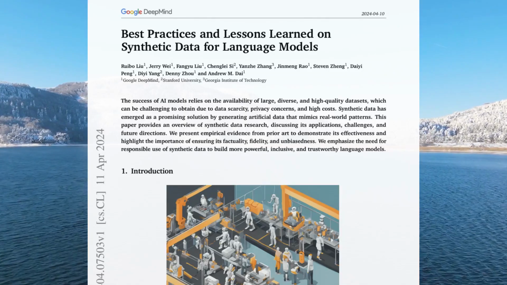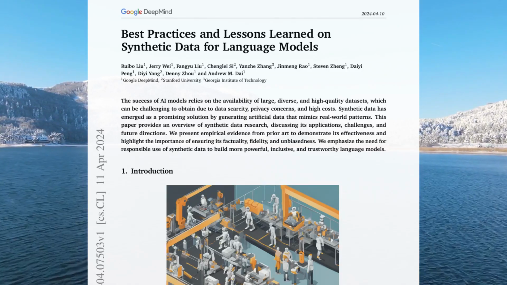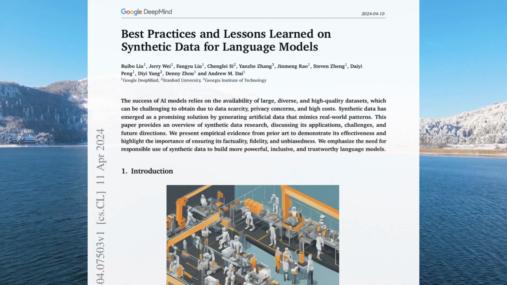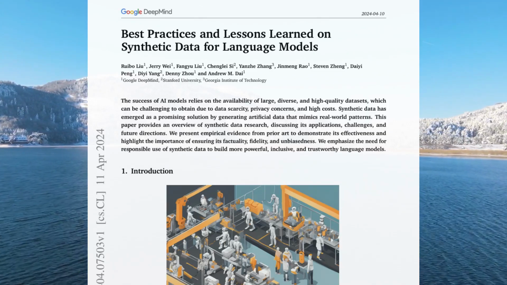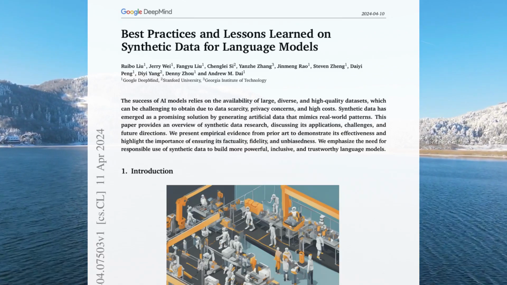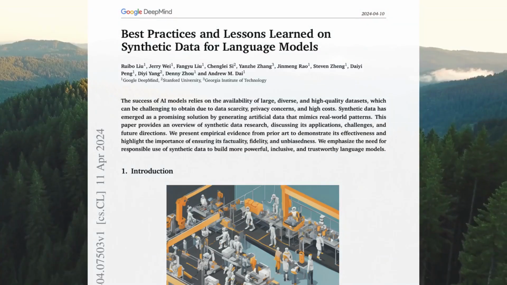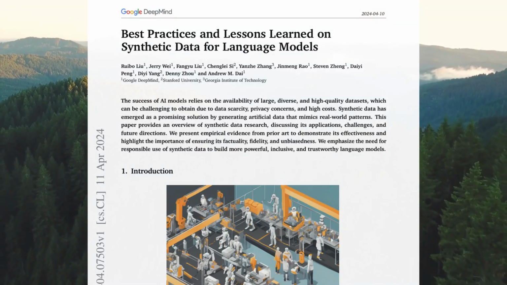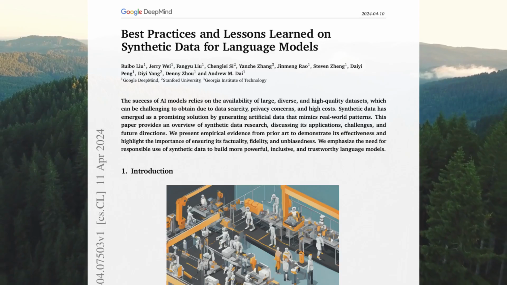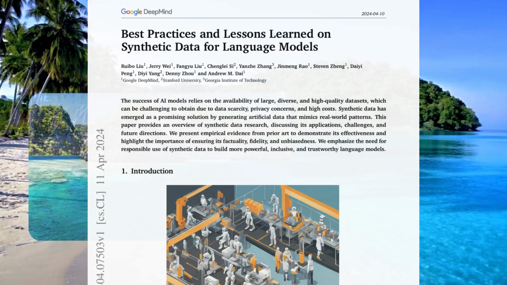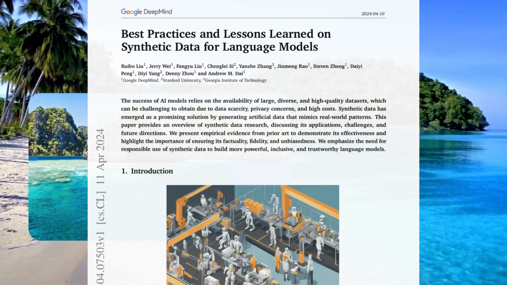Synthetic data for language models, a deep dive. The impressive capabilities of AI models, particularly large language models (LLMs), heavily depend on the availability of massive, diverse, and high-quality datasets. However, acquiring such datasets is often expensive, time-consuming, and may raise privacy concerns. Synthetic data has emerged as a powerful alternative to address these challenges.